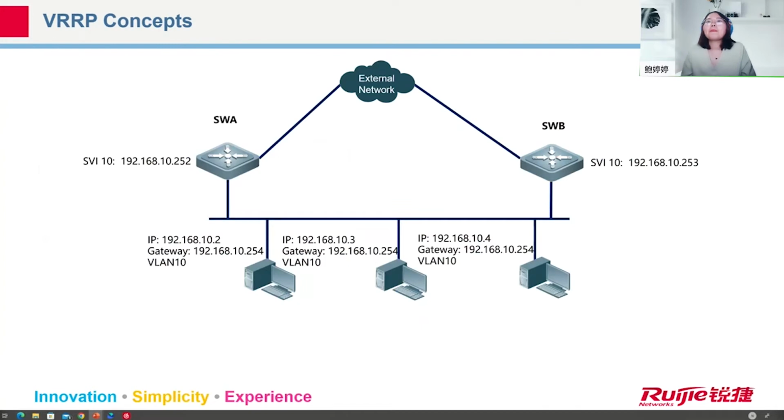Then let's see the principle. Like this topology, we have the IP address of the PC, right? And we also configure the VLAN and give the gateway address. And in this network, we have two upper switches, A and B.